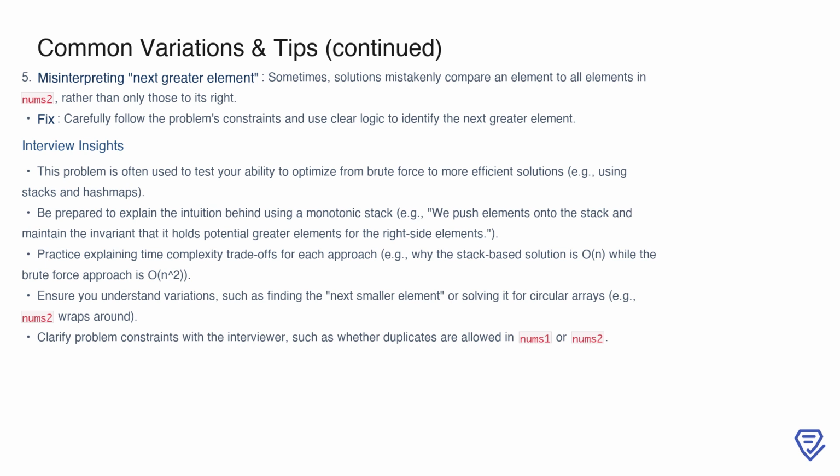Another frequent pitfall is misinterpreting what the problem means by next greater element. Some solutions compare an element to all elements in nums2, instead of only those to its right, which violates the problem constraints. To avoid this, ensure your logic carefully adheres to the rules for identifying the next greater element.